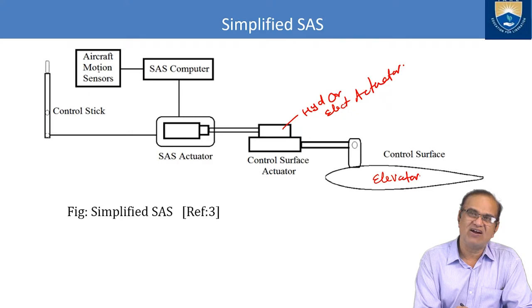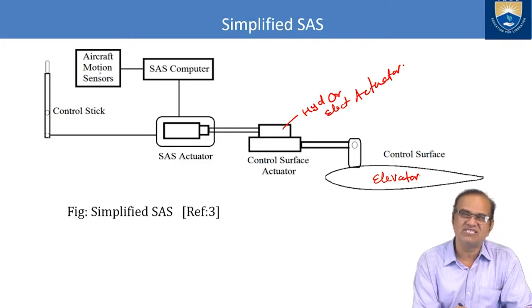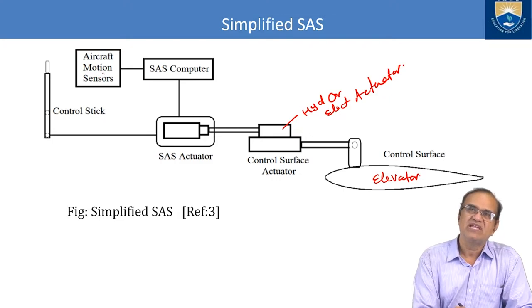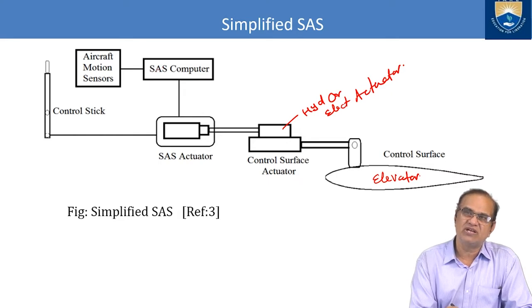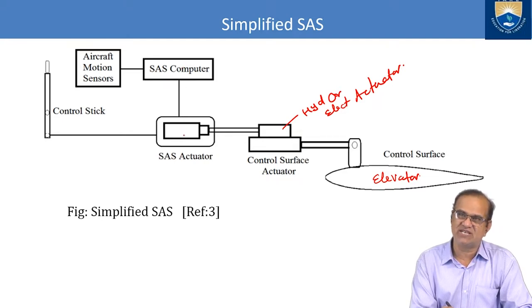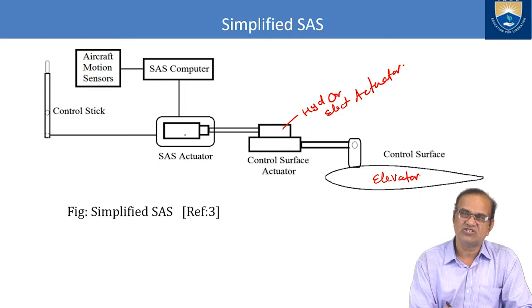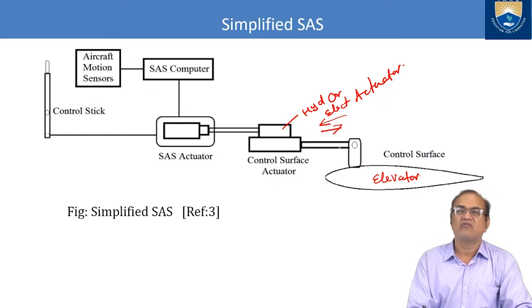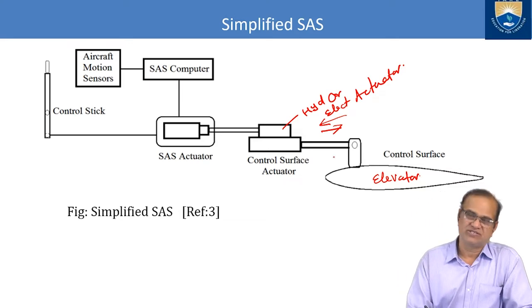Aircraft motion sensors: all the motions, your velocity, your pitching rate, your gyros, your artificial horizon. All these equipments are attached here. They will sense and give command input to the computer. The computer will take this input and give some signals to the SAS actuator. This SAS actuator will give input to the control surface actuator and it will move either this side or this side as per the requirement of the system.